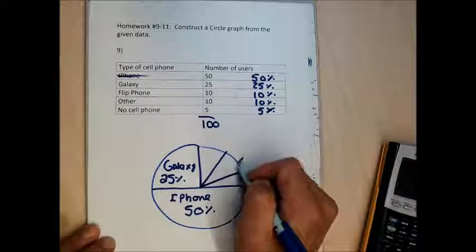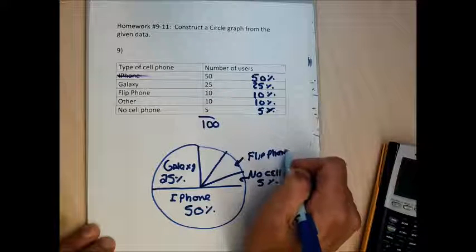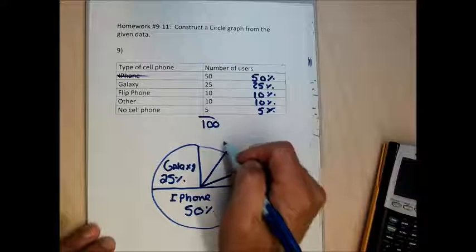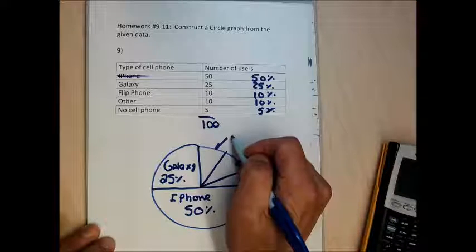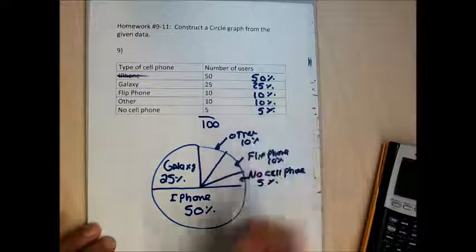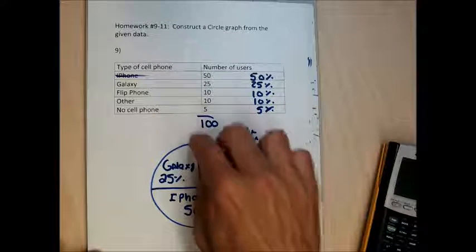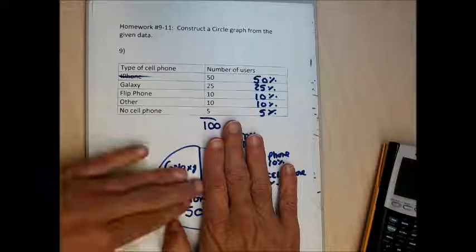I'm going to call one of them flip phone for 10%, and the other one, other, for 10%. That's a completely adequate pie graph, circle chart, circle graph, pie chart for this. And yours can be orientated differently. You could have the iPhone being one side as opposed to the bottom.